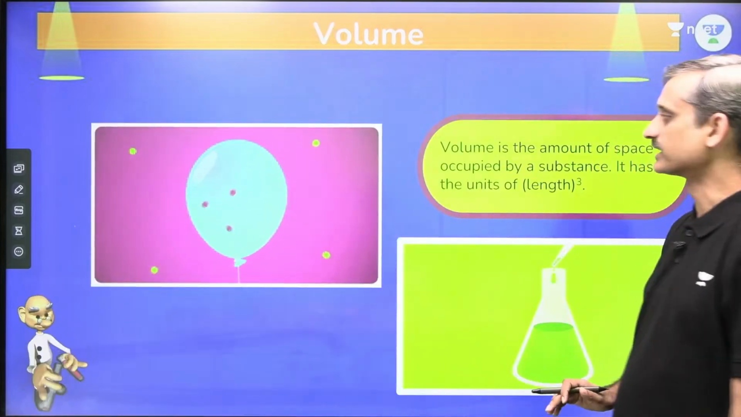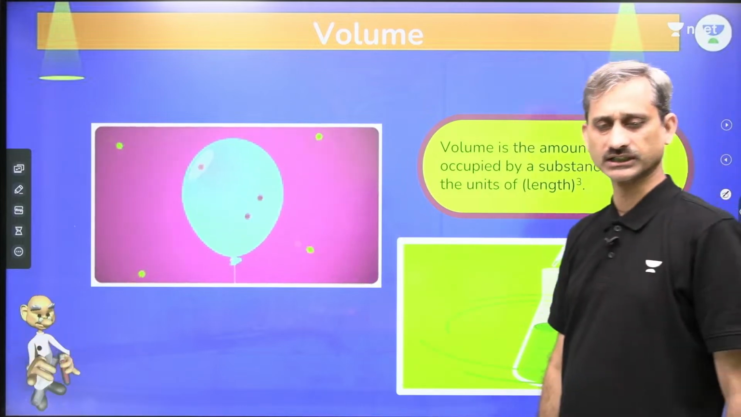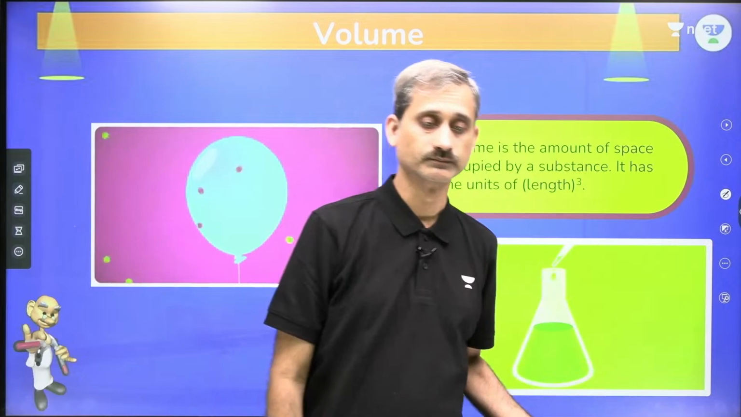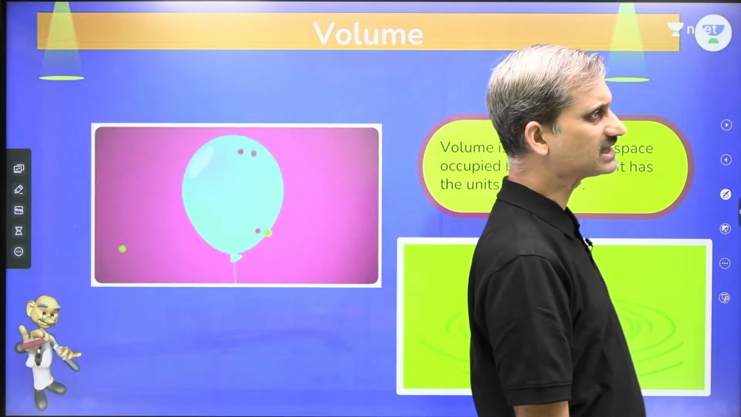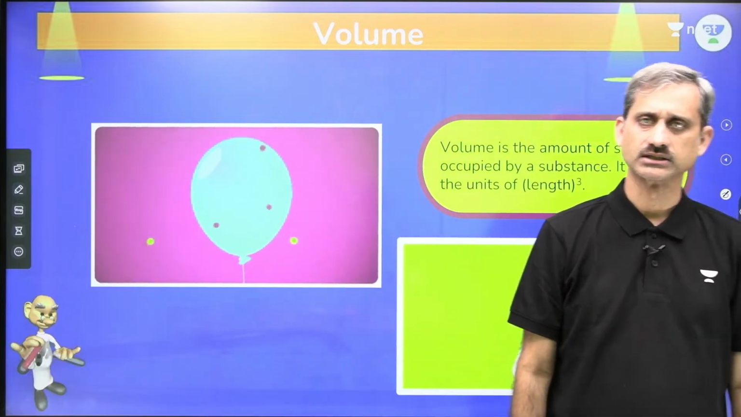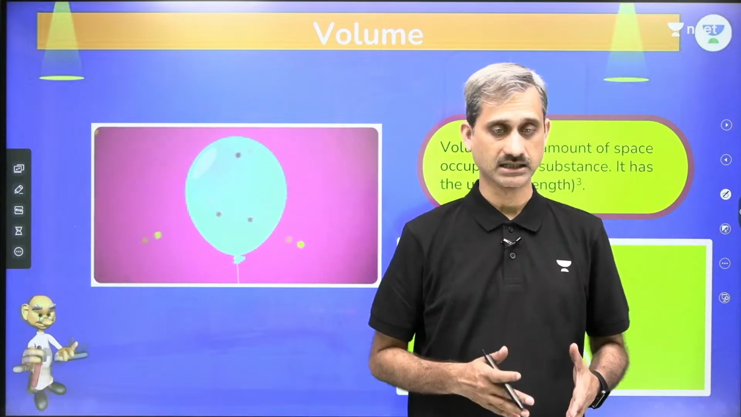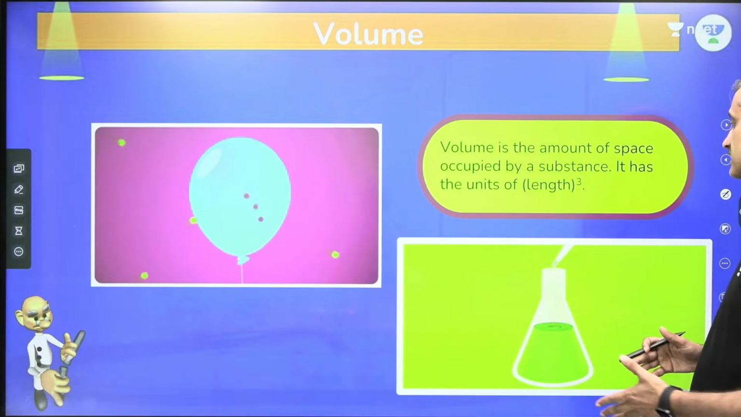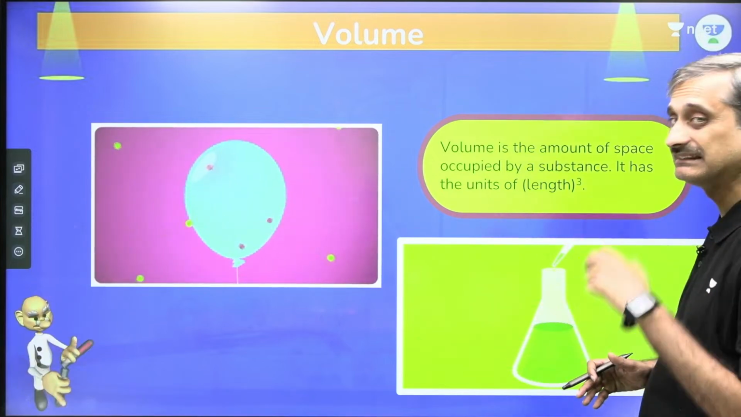Okay, think over it. Now let's get along with another quantity that we are going to use everywhere. That is what we have as volume. When we talk about the volume, volume is the space occupied by the object. It is space occupied by matter. So that is what we call as volume. The volume is the amount of space occupied by a substance. It has units of length cube.